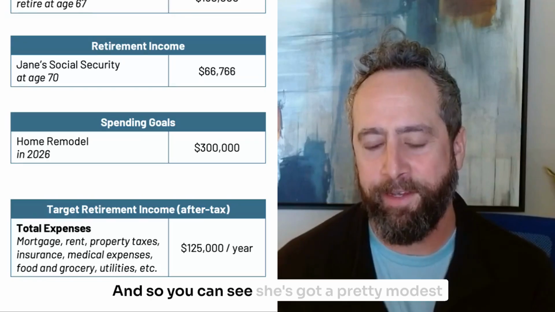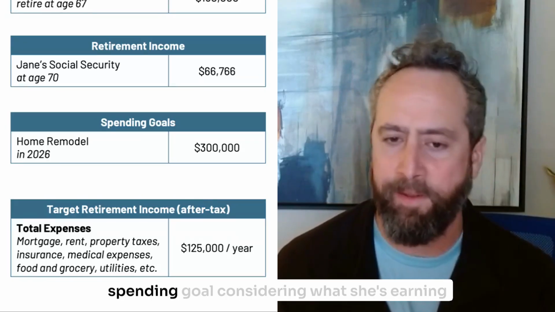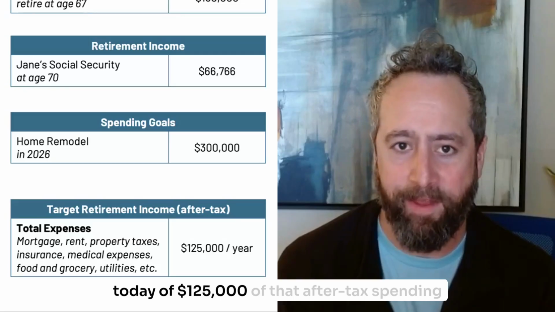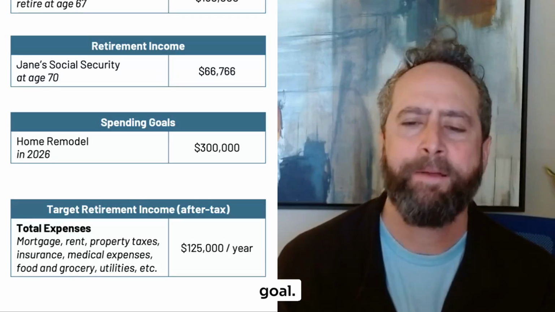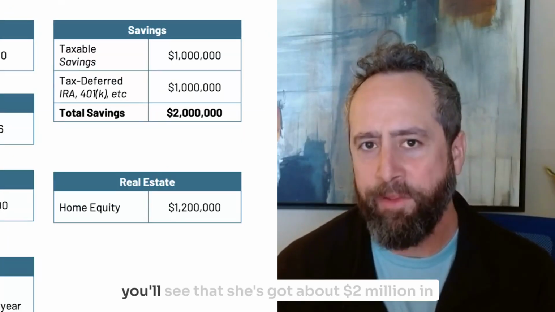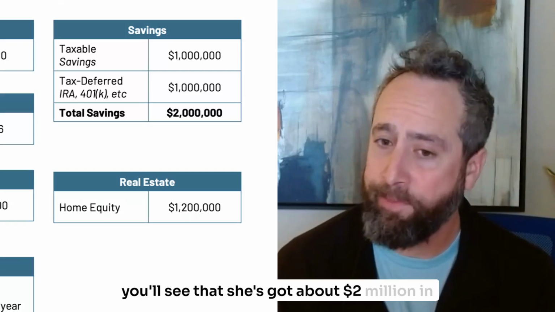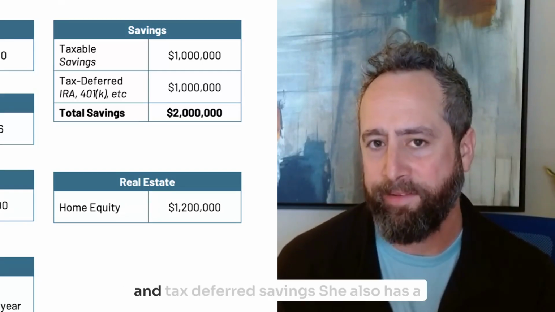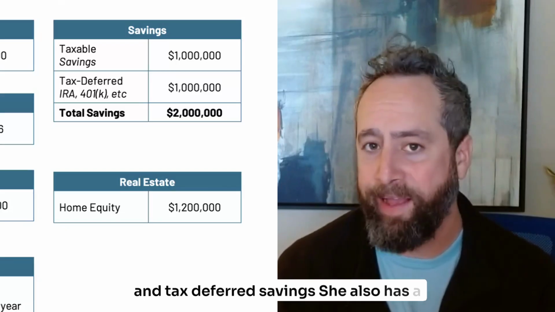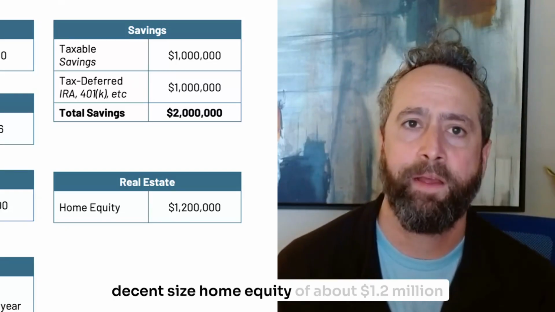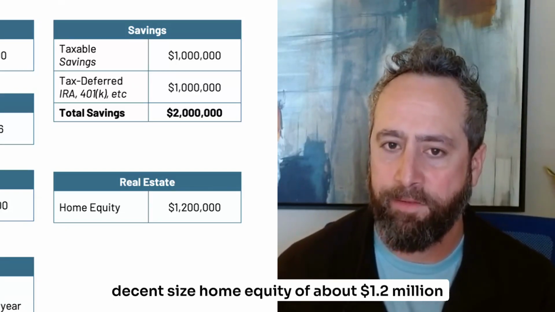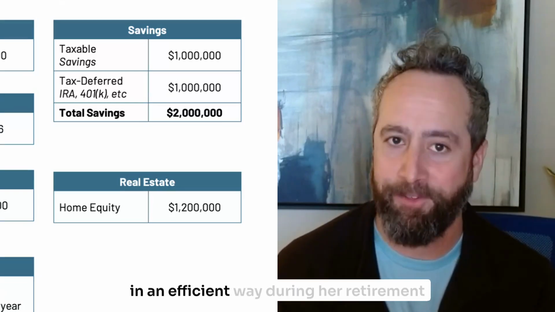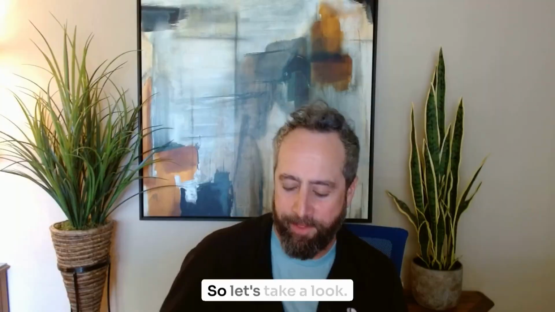You could see she's got a pretty modest spending goal, considering what she's earning today, of $125,000 of that after-tax spending goal. But if you look at her assets on the right, you'll see that she's got about $2 million in total assets, split 50-50 between taxable savings and tax-deferred savings. She also has a decent size home equity of about $1.2 million that she's going to hopefully leverage here in an efficient way during her retirement plan. So let's take a look.